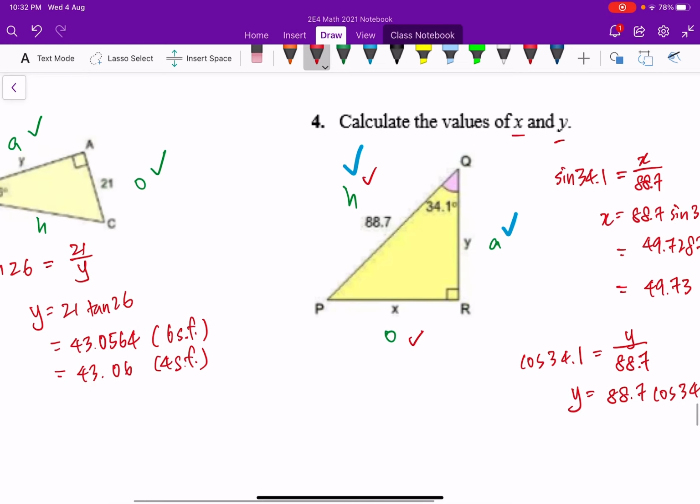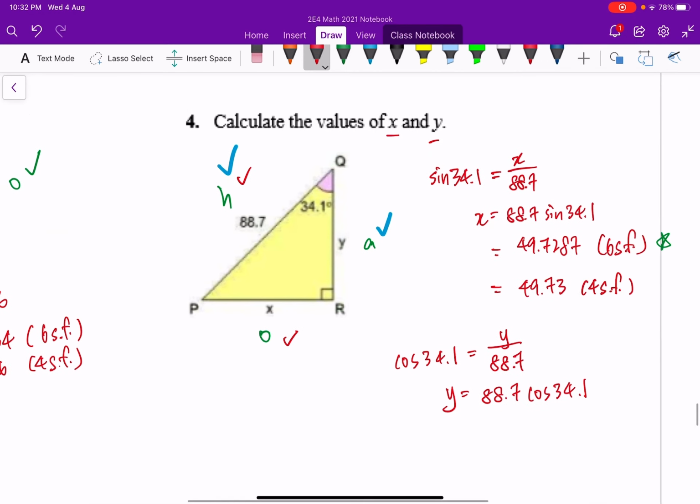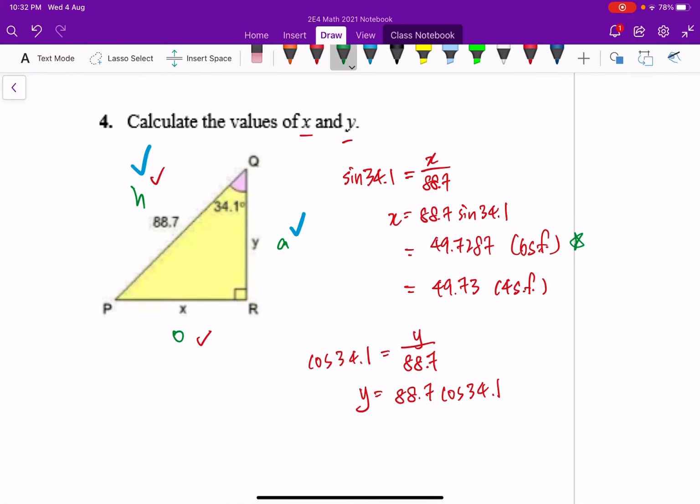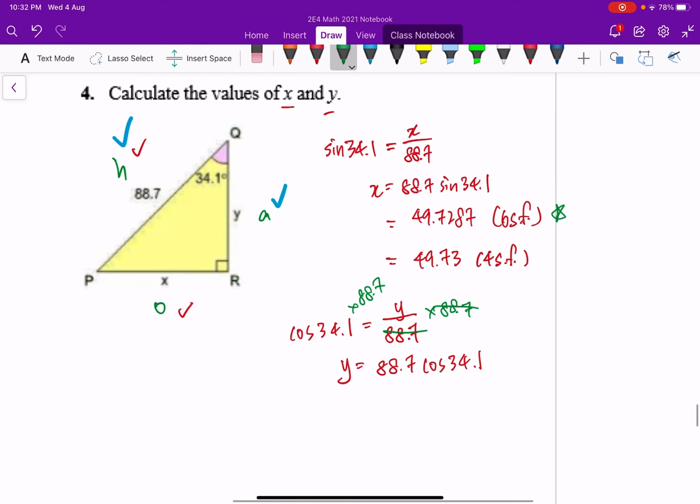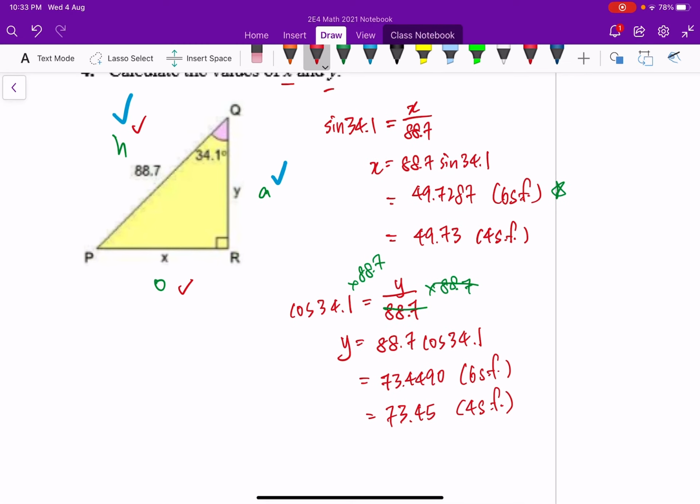Right, so I expect you guys to know the difference because of the algebraic manipulation. I multiply by 88.7 on both sides. I cancel, therefore y is equals to 88.7 cosine 34.1. You key this in the calculator, you will get 73.4490, 6 significant figures, and the final answer is 73.45 for 4 significant figures. And we are done with this question.